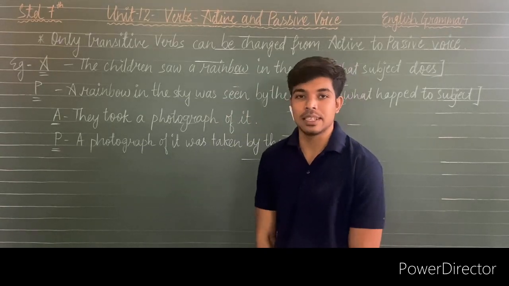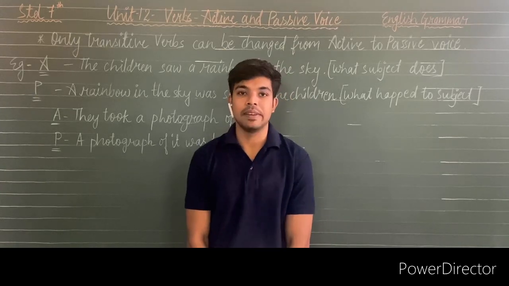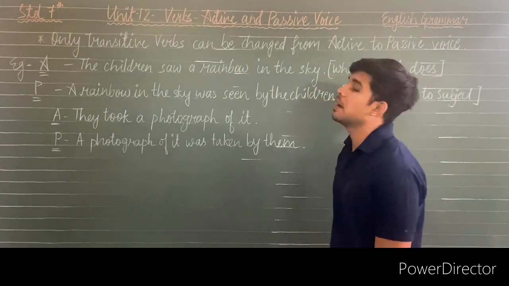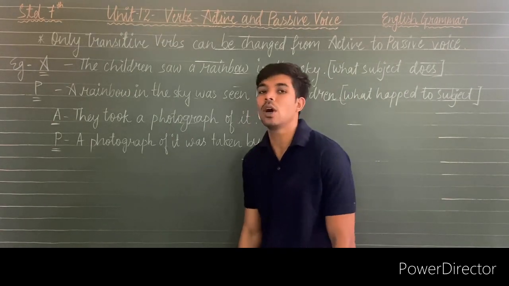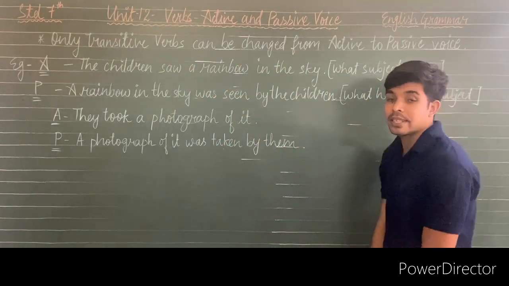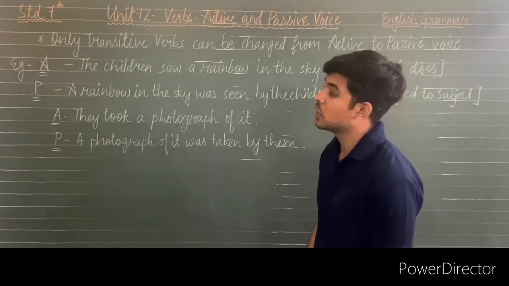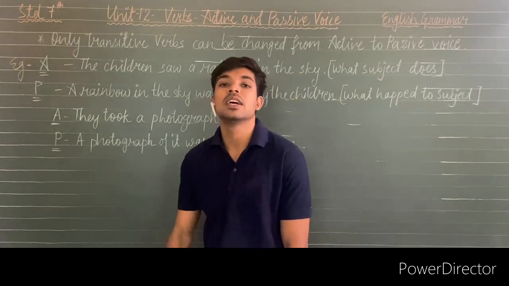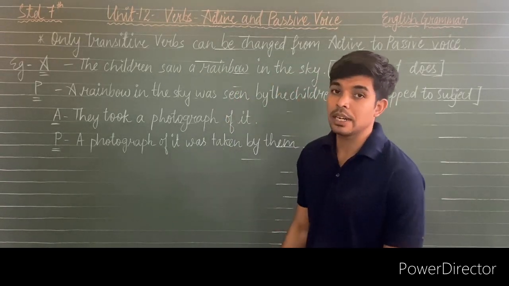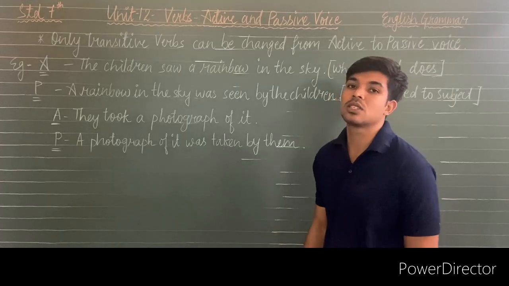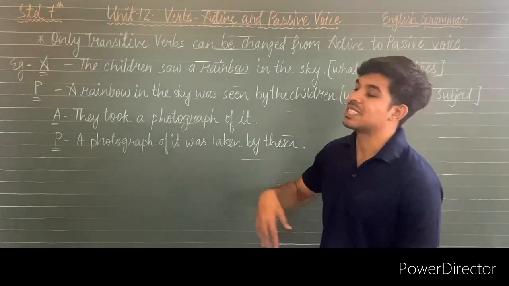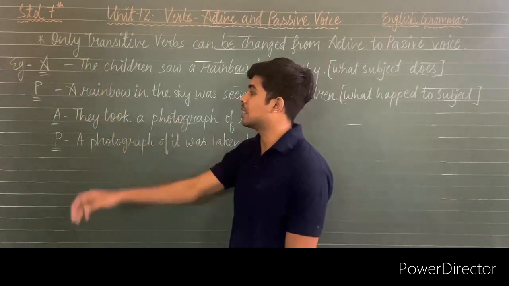Today we are going to discuss our English grammar. We are going to discuss unit 12, verbs: active and passive voice. We all know only transitive verbs can be changed from active to passive voice. We cannot change intransitive verbs because they do not have any object. It is most important, and it is compulsory, for a sentence to have an object if we want to change it into the passive voice. We have taken some examples here.